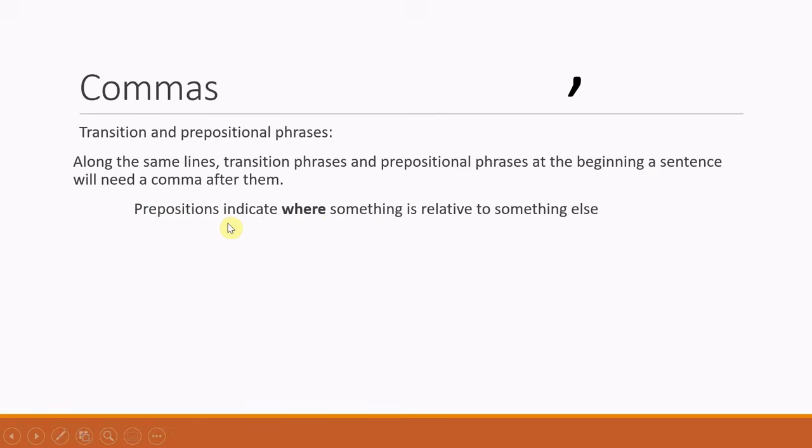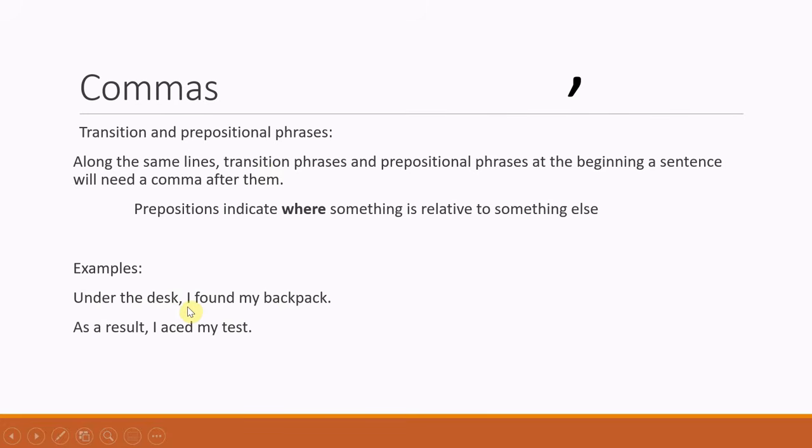Something like above, under, around. So if you have a phrase beginning with a preposition, or it's a transitioning phrase, just put a comma after that. So let's look at two quick examples of that, starting with a prepositional phrase. Under the desk, I found my backpack. Under the desk is telling us where the backpack is relative to the desk. So I need to have a comma after that prepositional phrase.